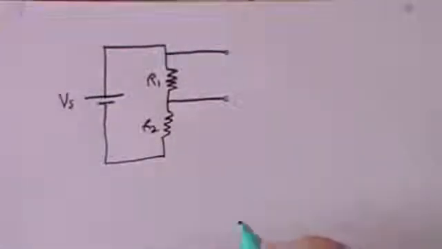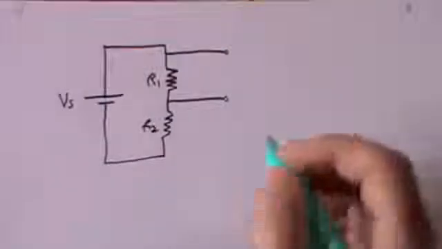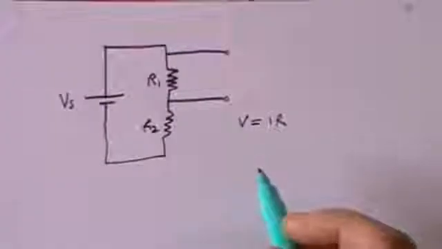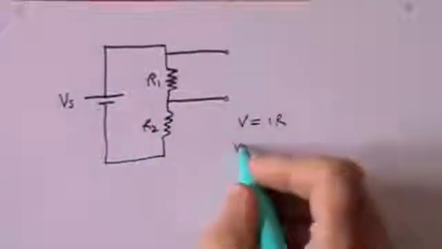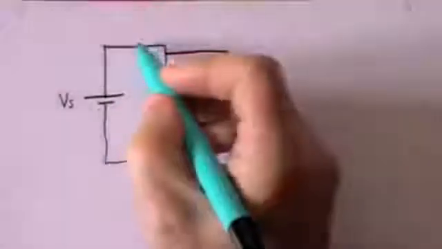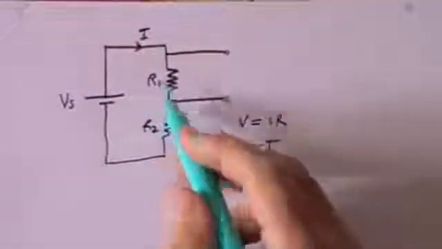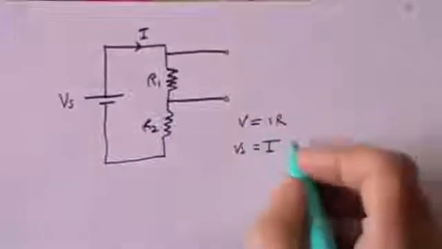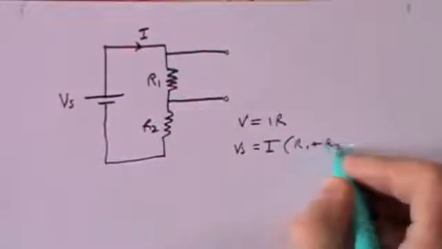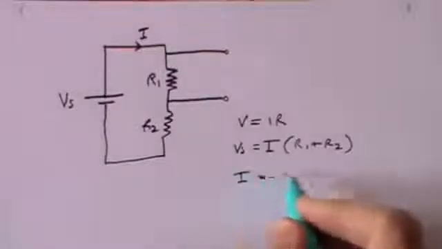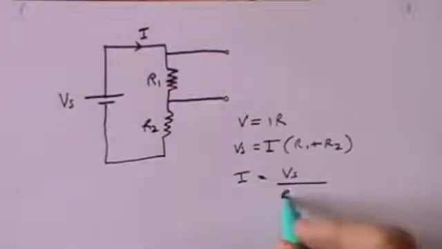What can we say? Well, we can say that Ohm's law, of course, always applies: V equals IR. So for the entire circuit, the voltage is Vs, the current which is flowing is I, and the total resistance in the circuit is R1 plus R2. And that means that the current is equal to Vs divided by R1 plus R2.